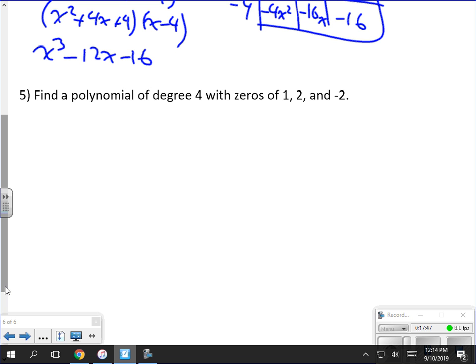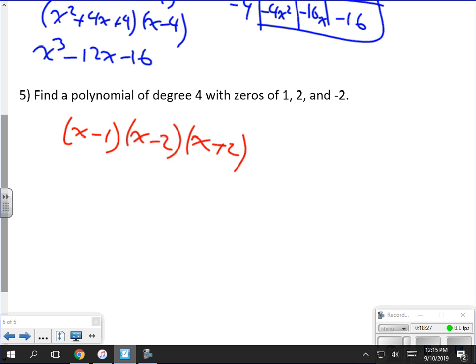Okay, number 5. Find a polynomial of degree 4 with zeros of 1, 2, and negative 2. So that means I have x minus 1, x minus 2, x plus 2. And then what? No, because that would give me a zero of what? Zero. If I put an x in front, that means I have another zero at 0. Those are my only zeros.